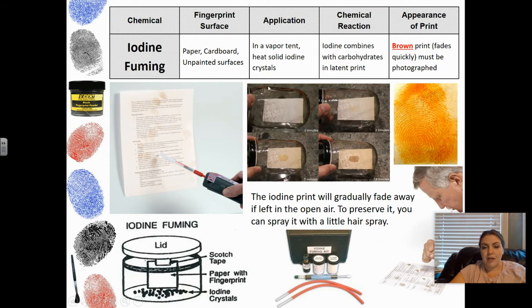So in a vapor tent, heat the solid iodine crystals, and the iodine combines with the carbohydrates in your latent print. So it combines with a slightly different part of the oils left behind, and it leaves this brown print. Another reason why I don't find it to be as good as the other two is that it fades quickly. So you have to basically make the print and then take a picture really fast, because it is going to start to fade and then you're going to lose your print. So if that's all you have, it's a working method, but it does fade. So I'd kind of prefer the other two.